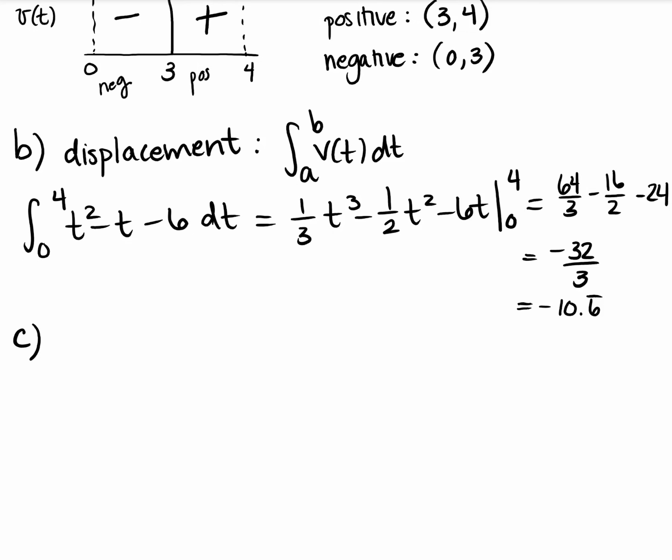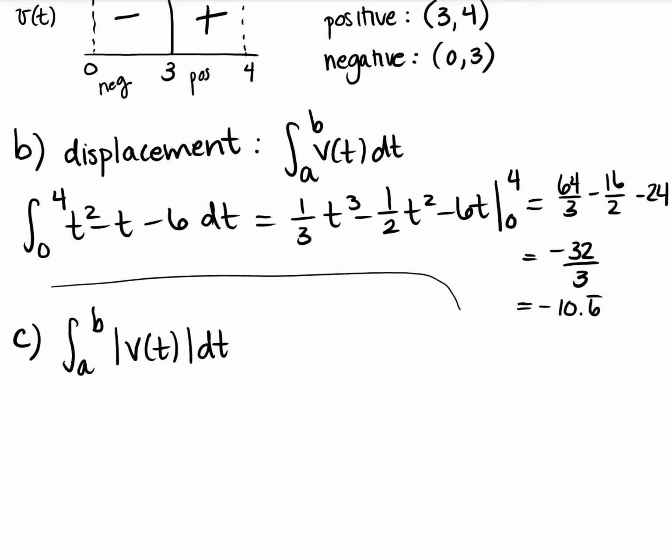I just want to know the distance. So remember, the distance was the integral from a to b of the absolute value of v of t dt. What we're going to have to do with this is break it up into two separate integrals.